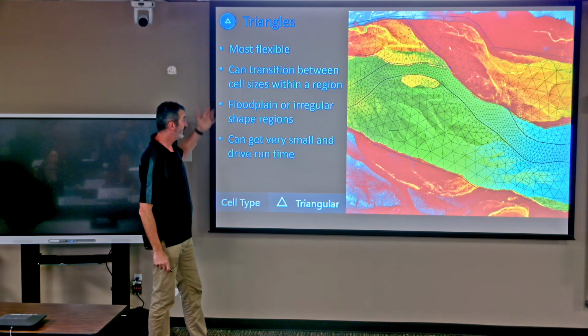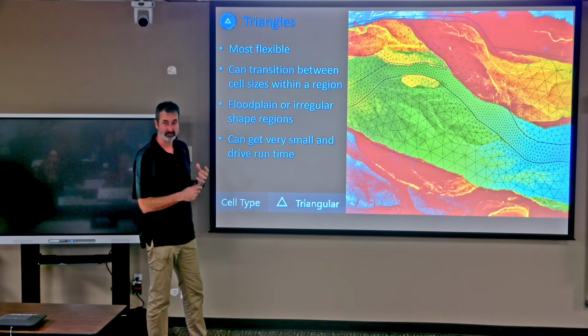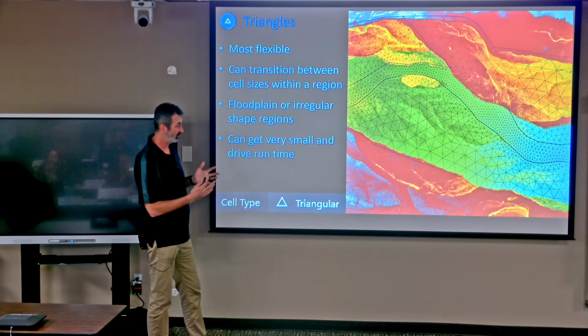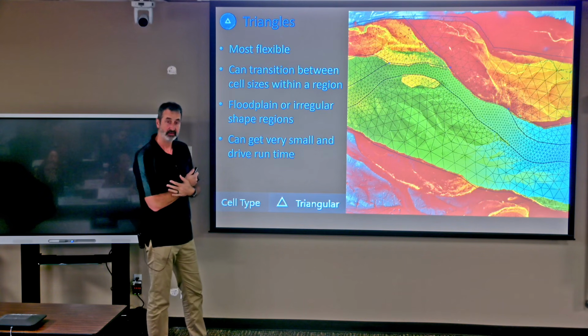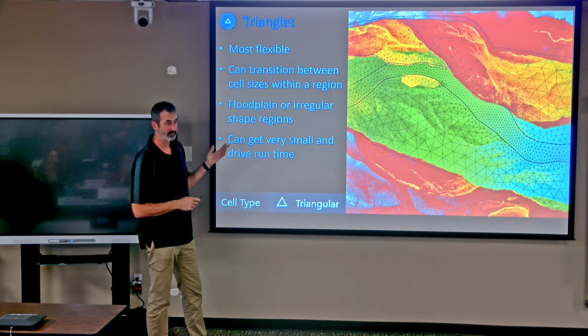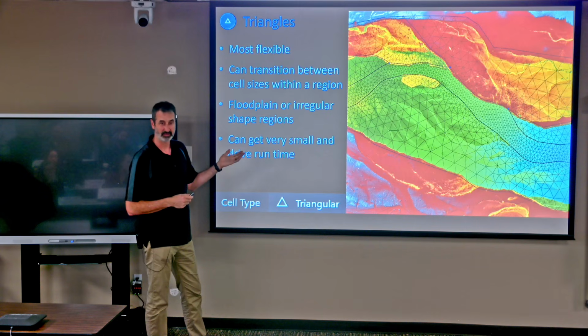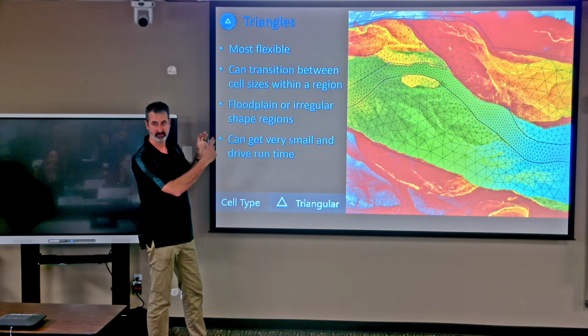Okay, triangles, most flexible, because we have a triangulation algorithm, and it can fill in any region, and it is great in that regard. The downside of triangles is that they're small. They often end up being smaller than you want them to be. The quads, it's easy to make them big. They're in a direction of flow.